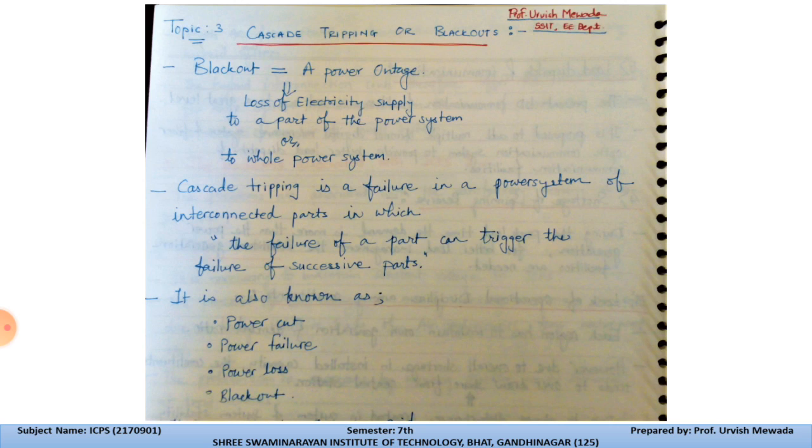And certainly the stresses will keep adding and increasing from the initial level to the successive parts of the transmission, generating and distributing system. So due to that the power cut, power failure, power loss and blackout will occur. So these are the reasons of cascade tripping and blackout.